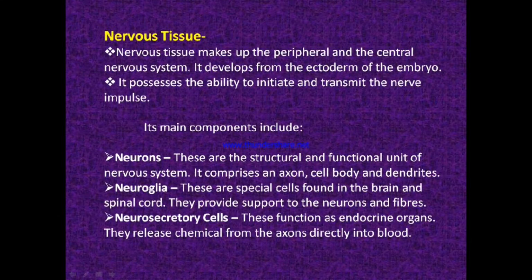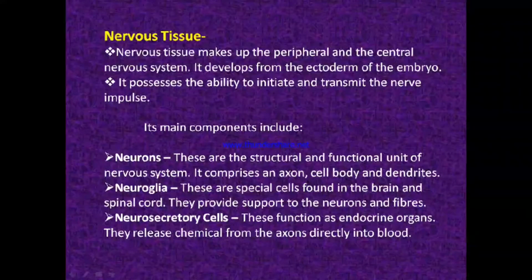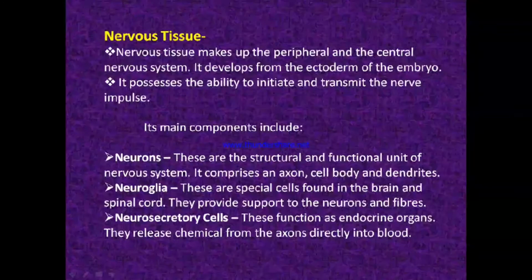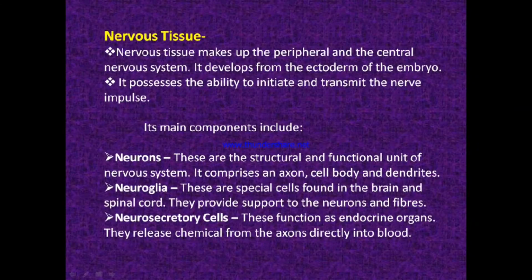What are they? Neurons are the structural and functional unit of the nervous system, which comprise axon, cell body and dendrites. What is neuroglia? Neuroglia are special cells found in the brain and spinal cord, and they provide support to the neurons and neural fibers. What are the neurosecretory cells? These cells function like endocrine organs. They release chemicals from the axons and pour them directly into the blood. These are the 4 types of tissues: epithelial tissues, connective tissues, muscular tissues and nervous or neural tissues.